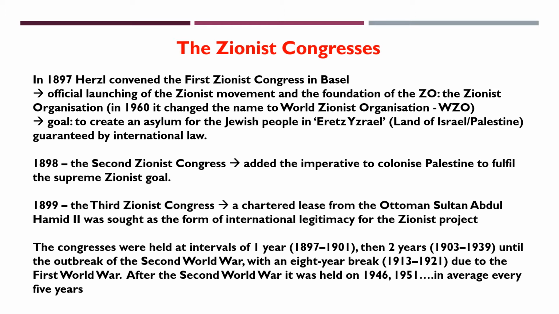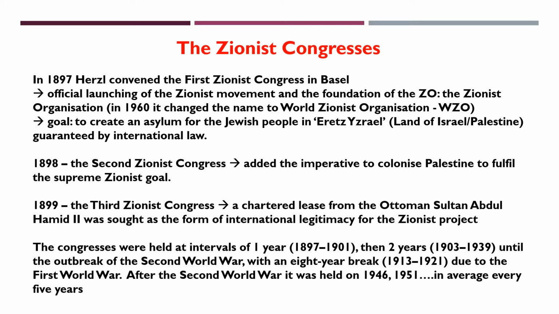So what you need to understand at this point is that the Zionist organization already had in mind Palestine as the land where Zionist immigration should come. Palestine was the place where the asylum for the Jewish people coming from Europe would take place. And the leaders were aware that some form of international legitimacy was needed in order to properly frame this project of immigration of Jewish European people into Palestine.